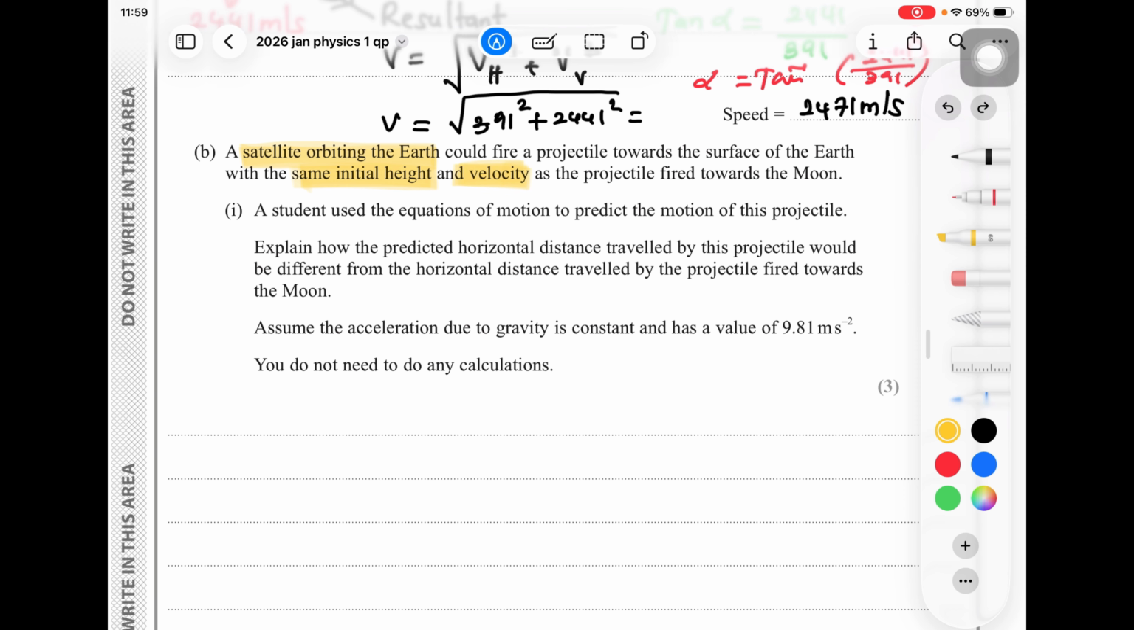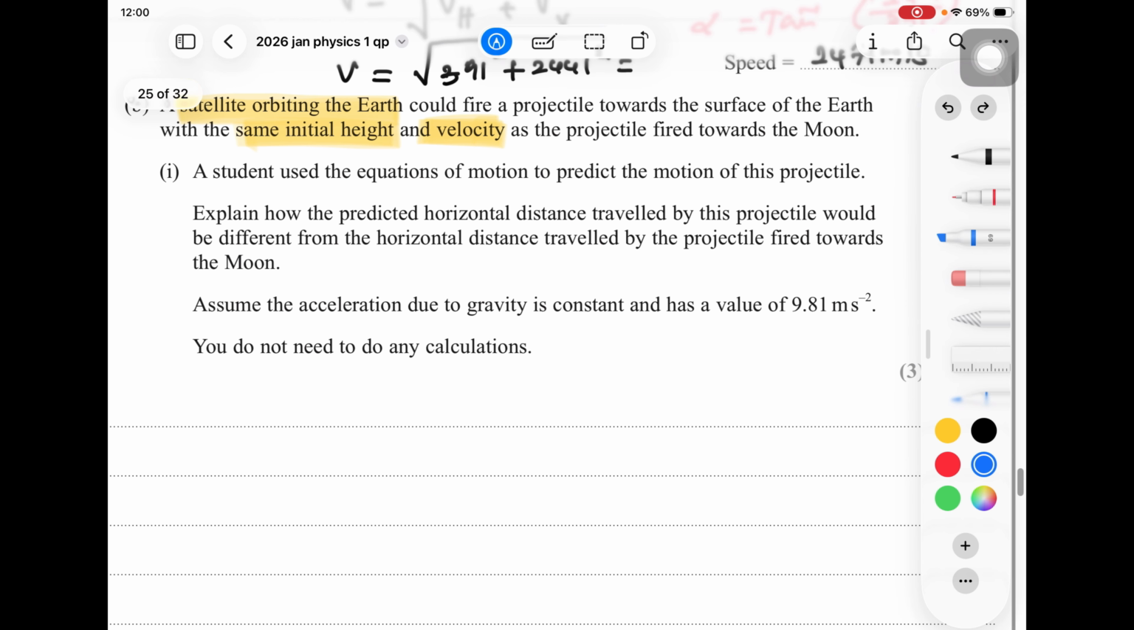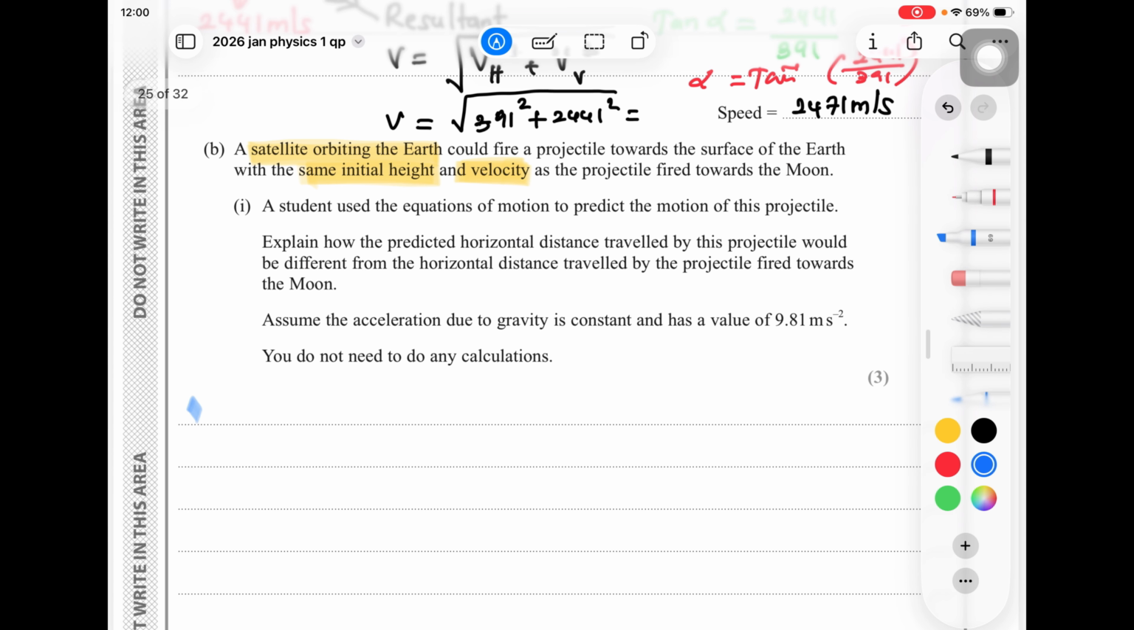Explain why the predicted horizontal distance traveled by the projectile would be different than the horizontal distance fired on the moon. Okay, now they're asking about what will happen to the horizontal distance. The very first thing that we have to say is the horizontal component of the velocity is the same as the moon because it doesn't change. But since it's a 3 marker, that's how you should start our answer. First thing is the horizontal component of the velocity. We would say like that.